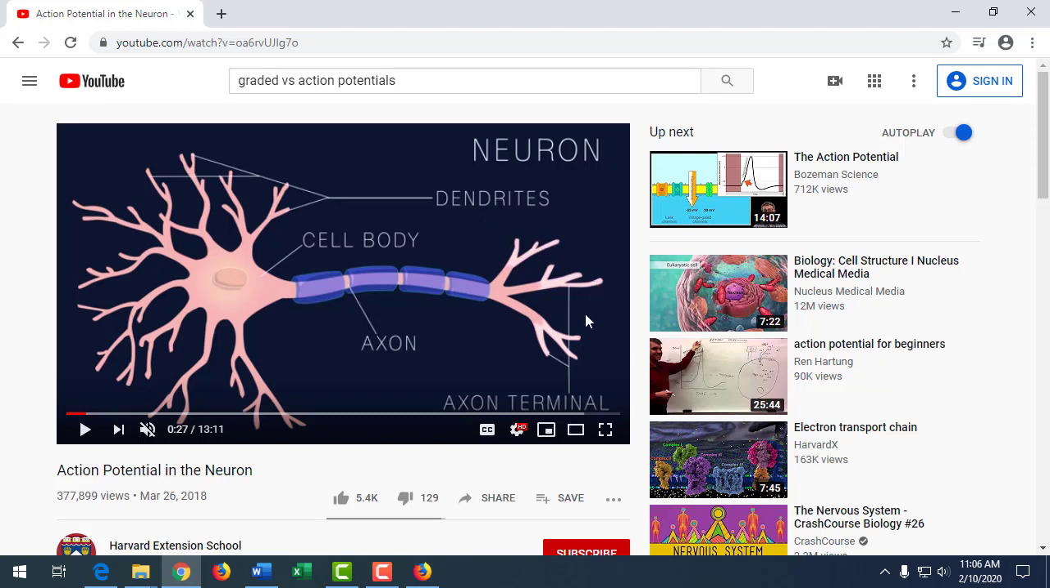Axon terminal is down here. Maybe you didn't talk about this in general A&P. This is called the axon hillock, H-I-L-L-O-C-K. If you had me for general A&P, you knew it. But we all are different. Like I said, we all focus on different details, so it's not a big deal. So anyway, axon hillock is where the action potential starts. So that's where all this ion flow and this threshold is achieved, at the axon hillock.